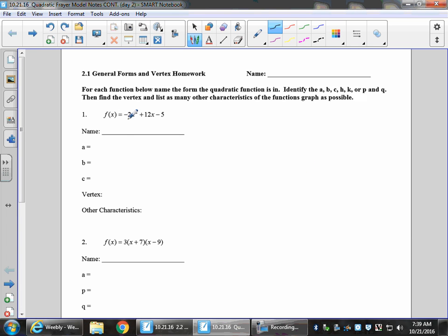Going over last night's homework, the name of this form is what? Standard. Very good. So as soon as you know what form it is, especially as we're getting better with using it, I recommend actually writing the general form above. What's the general form for standard? AX squared plus BX plus C.